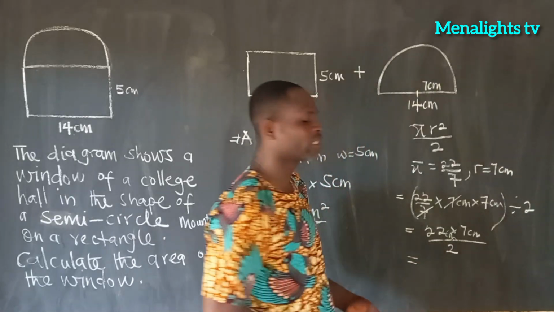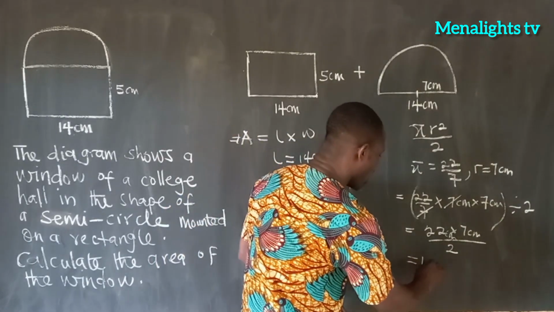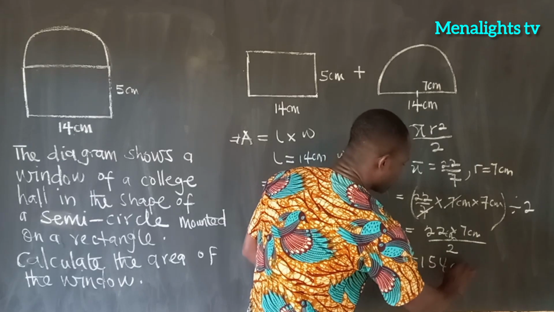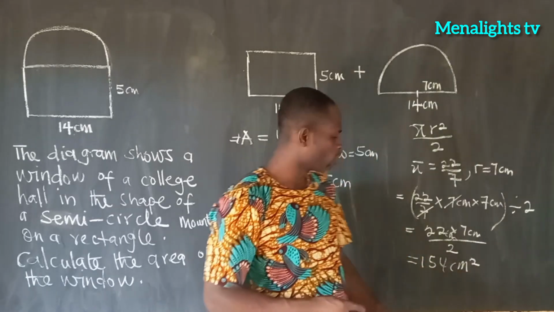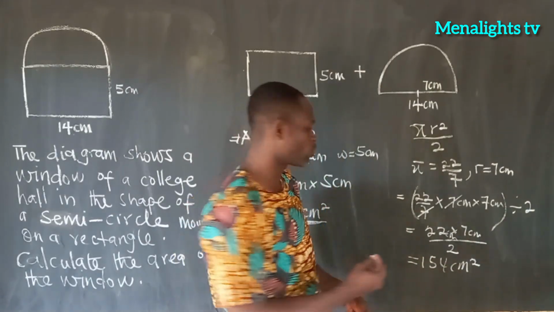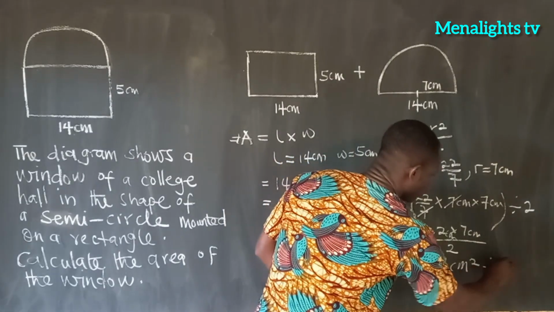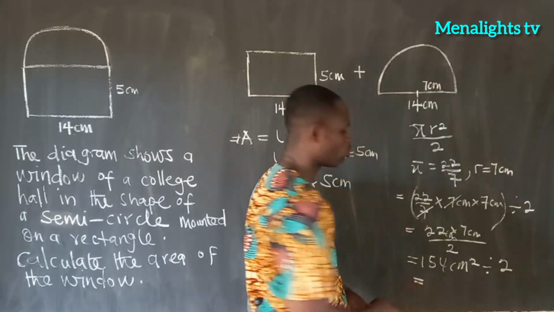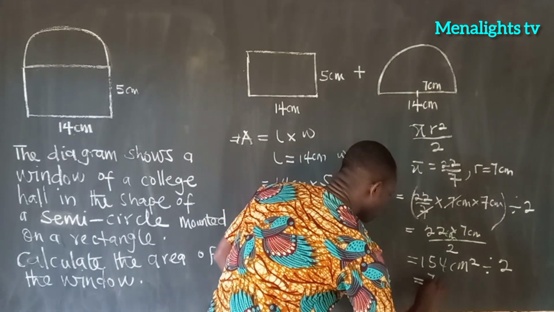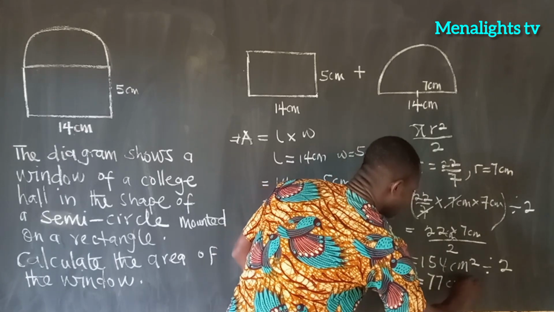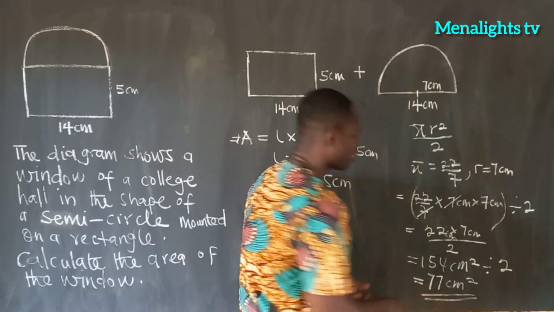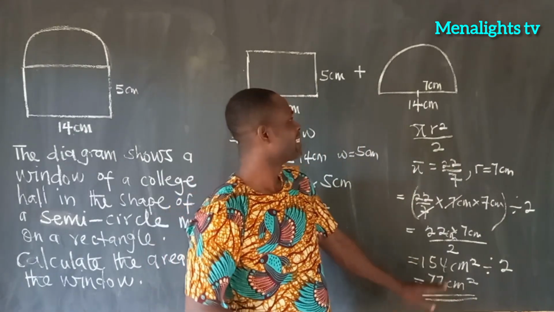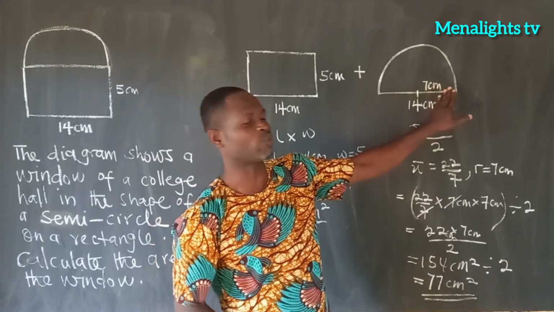So 22 times 7 will give us 154 centimeters squared. So this 154 centimeters squared divided by 2, the result will be 77 centimeters squared. So the 77 centimeters squared is the area of the semicircle that we have here.